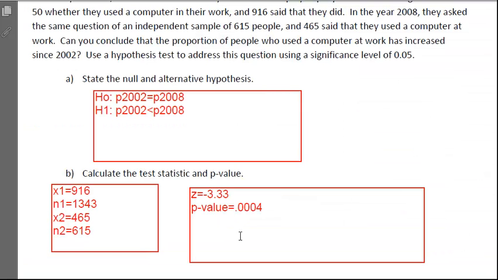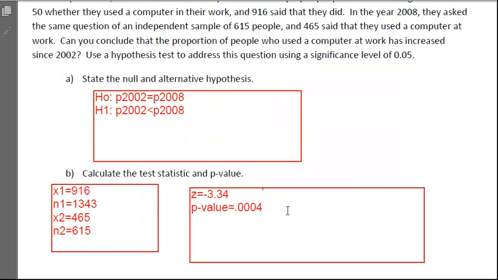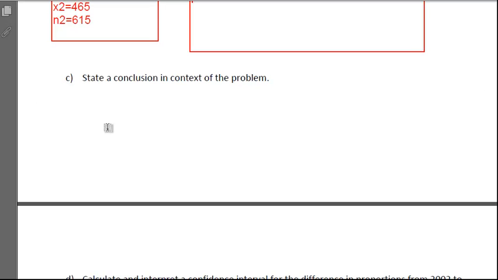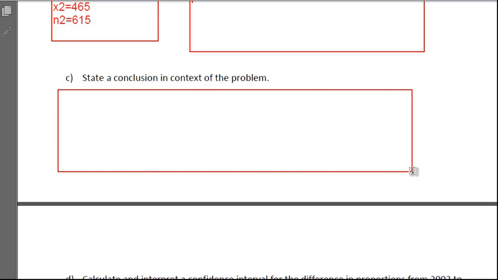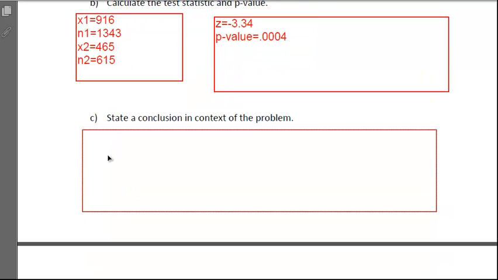And let's go ahead and round this up to 4 while we're here. Okay, so now we're ready to state a conclusion. We are testing to see if the proportion of people who used a computer at work has increased since 2002. And we're going to use a significance level of 0.05. Our p-value is quite small. So our conclusion would be that yes, we can reject the null. And if we're rejecting the null, that means that we have evidence for the alternative, that the proportion has increased.